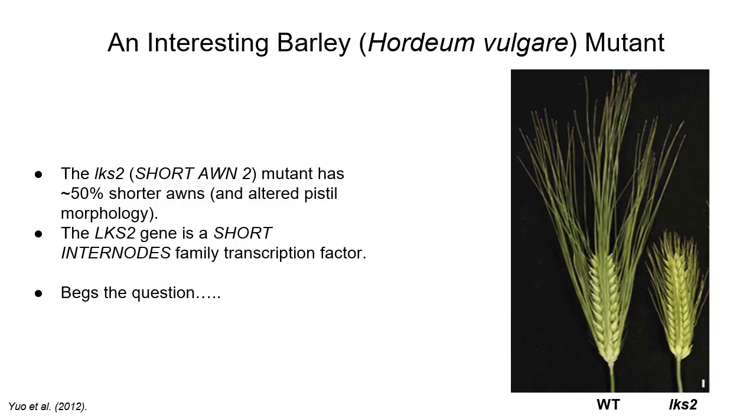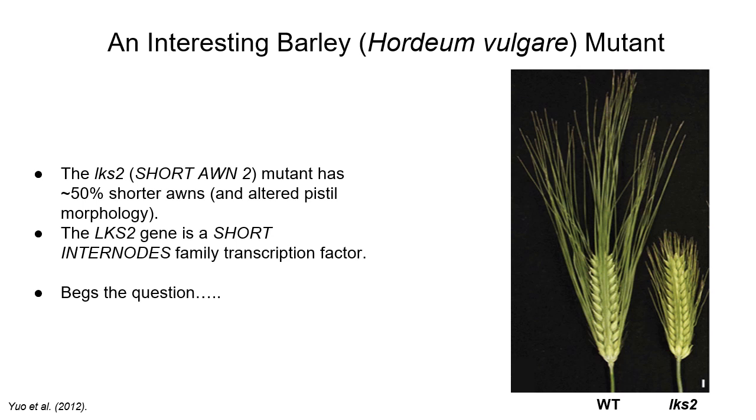Having just described awn evolution and function briefly in the Pooideae, I would now like to pivot slightly to describe an interesting barley mutant to you. The LKS2, or short awn 2 mutant in barley, has around 50% shorter awns and altered pistil morphology. That's another floral organ if you remember from earlier. So, the LKS2 gene is clearly involved in floral organ development and specifically in awn elongation in barley.